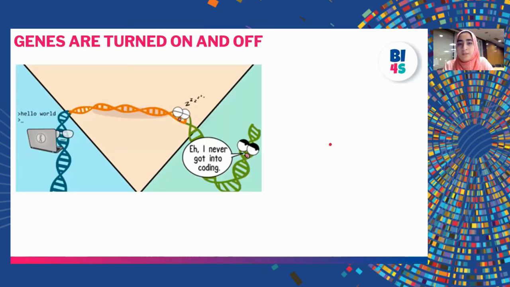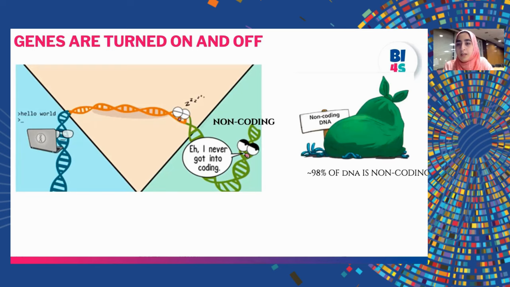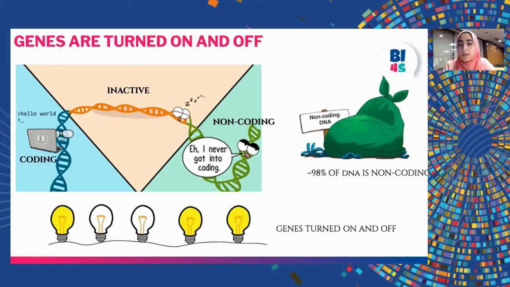Within our DNA, some part of the DNA is non-coding, meaning it never codes for anything. In fact, 98% of the DNA is non-coding. And some part of the DNA is inactive. For example, in eye cells, the part of the DNA that codes for HCl is kept inactive. And some part is active, and that is coding. So genes are turned on and off depending upon the need. For example, in eye cells, HCl genes will be turned off. And in heart cells, brain genes will be turned off, and likewise.